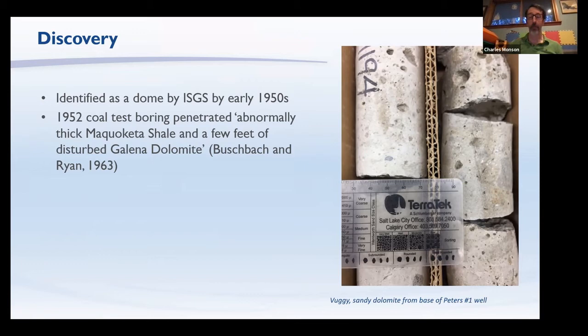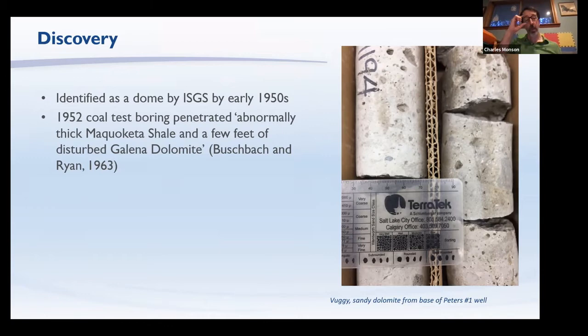Domes are of interest for economic geology, potentially. Sometimes they have oil accumulations. They can be good places to store natural gas. Sometimes if something like a coal seam is there, the dome brings it a little closer to the surface, which makes it easier to mine.